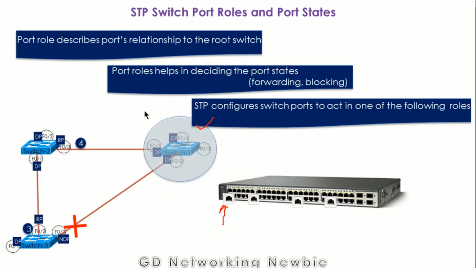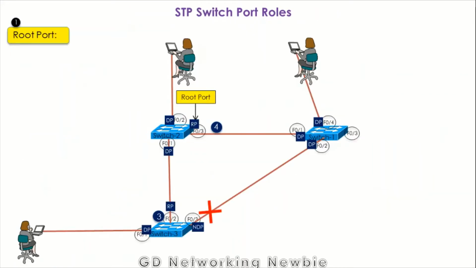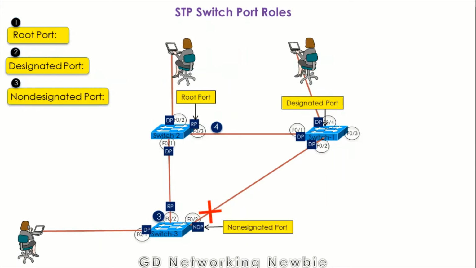STP, the spanning tree protocol, configures these switch ports to act in one of the following roles. The first port role is the root port. The second one is the designated port. Then the non-designated port, which is also known as the blocking port. And then we have the disabled port. The disabled port is not taking part in the spanning tree protocol, but we are going to discuss this here.